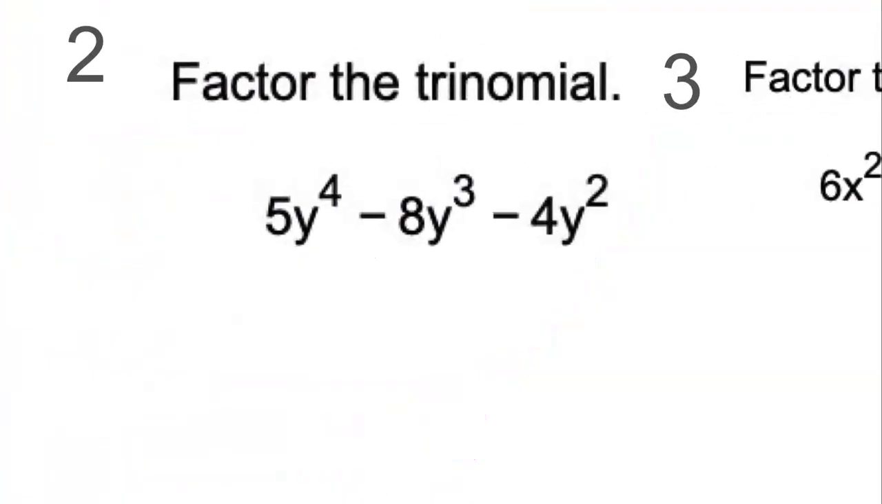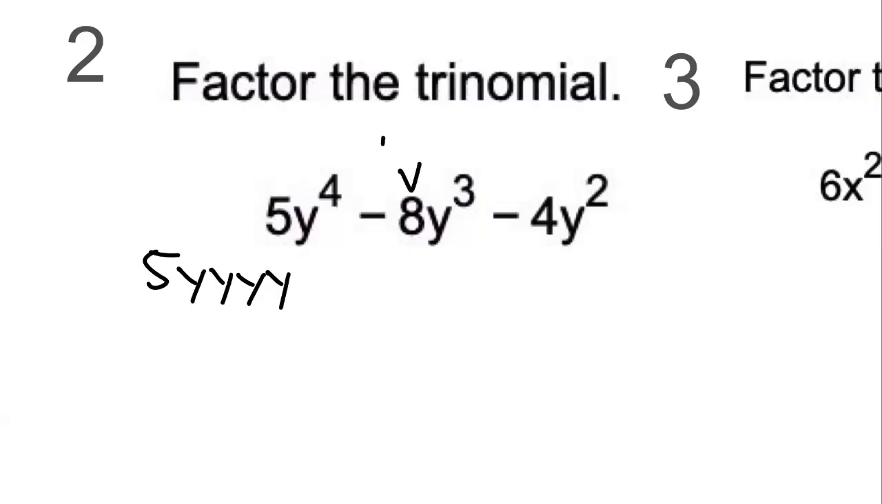Number 2, factor the trinomial 5y to the 4th minus 8y cubed minus 4y squared. First step, you've got to factor. So what are the factors of 5y to the 4th? 5, 1, 2, 3, 4, right? What are the factors of 8? You're close. Oh, two. Very good.